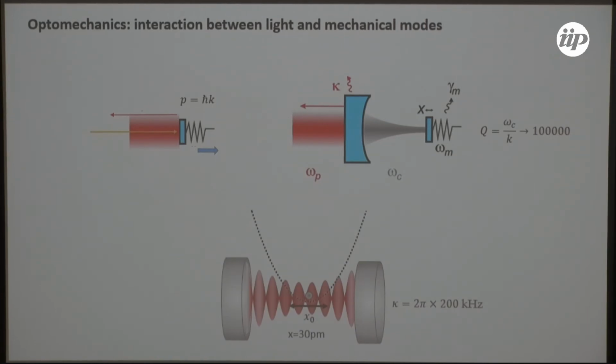Of course, this is true for the mirror on a spring. It's also true for a nanoparticle in a cavity. Again, you are bouncing photons on this particle, and the particle is starting to move, caused by these photons. The interesting thing here is that whenever you expect this particle to have just one phonon of excitation, the movement you expect of the particle is 30 picometers, which is incredibly low.